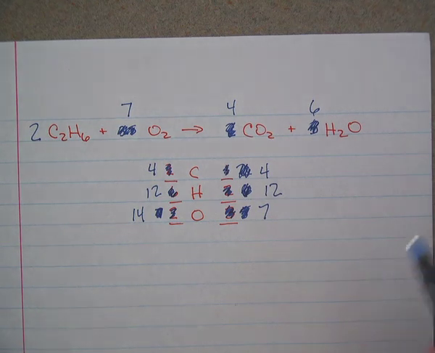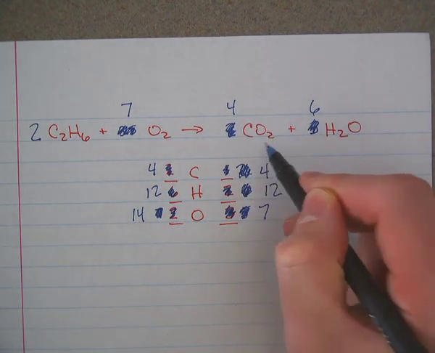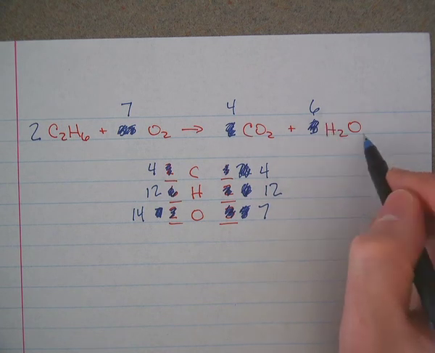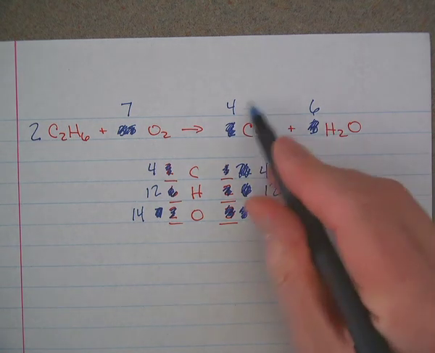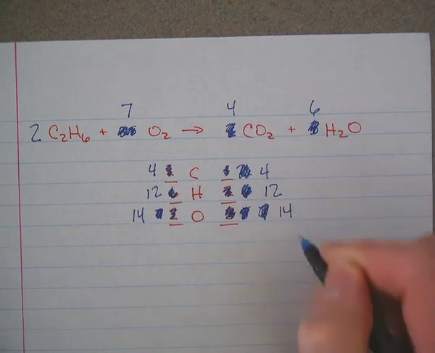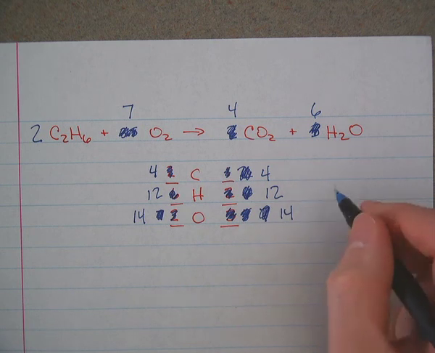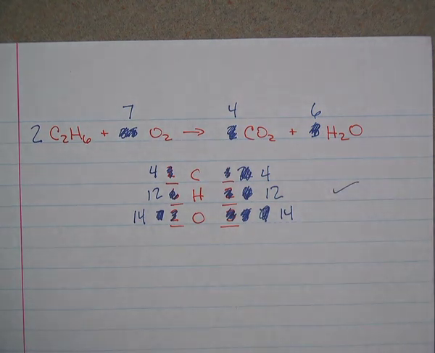Now I got to keep track of oxygen. That's the most difficult one. 4 times 2, 8 from this, plus 6 times 1, 6 from this, so 8 plus 6 is 14. Looks like my carbon's balanced, my hydrogen's balanced, my oxygen's balanced. This was a pretty difficult one, but I was able to get it balanced.